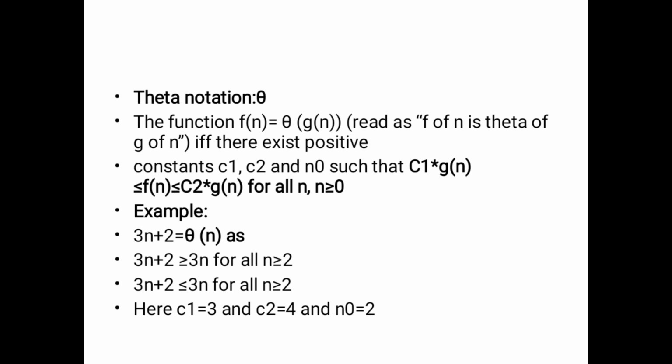Now let us see the examples. Here we take the same example as in big O and big omega notation. We take f of n equal to 3n plus 2 and g of n equal to 3n. We have to prove the theta notation, that f of n is equal to theta of g of n. Then we take the values.